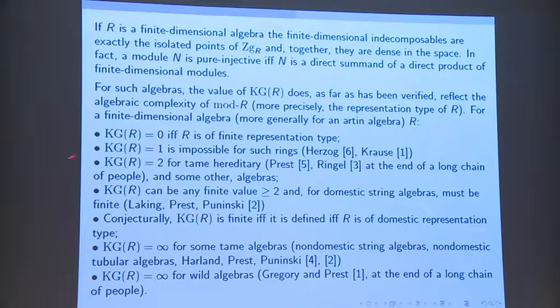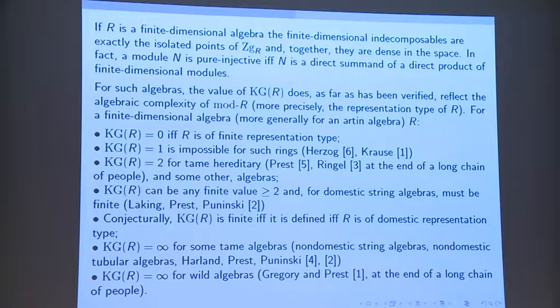So what's known so far? Krull-Gabriel dimension 0 is equivalent to the ring being of finite representation type. Dimension 1 turns out to be impossible for Artin algebras. It's certainly possible for other rings, but not for Artin algebras. Dimension 2 occurs: tame hereditary algebras, so path algebras of extended Dynkin quivers, have Krull-Gabriel dimension 2, and so do some other classes of algebras.